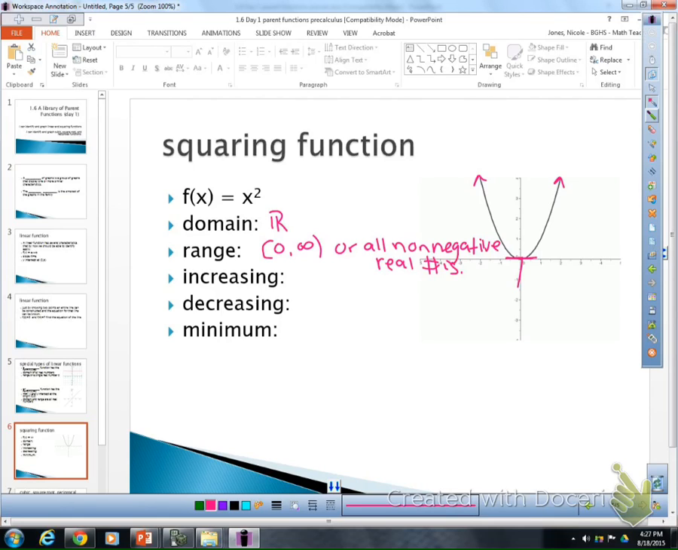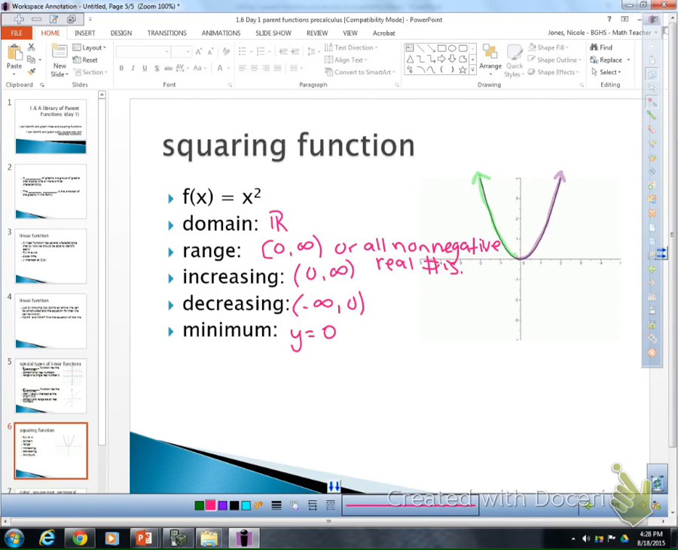Okay, let's talk about the interval on which our graph is increasing. Remember, increasing means that it has a positive slope. So the section of our graph that is increasing starts at 0 and continues on. So we can say that the increasing interval is from 0 to positive infinity. Similarly, the decreasing. Pause me and see if you can figure out the decreasing by itself and the minimum value. So you should say the decreasing is from negative infinity down to 0, and the minimum value is at 0.